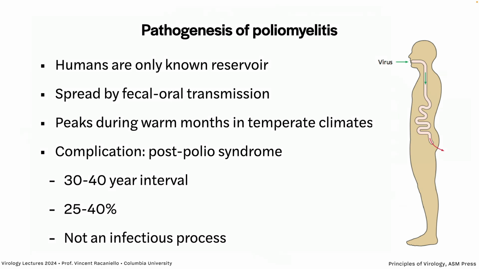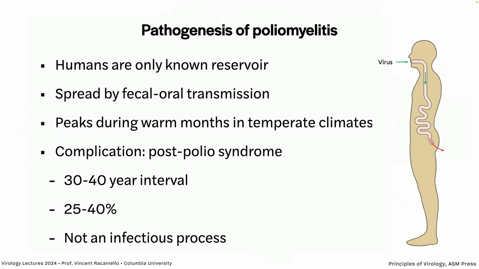So humans are the only reservoir. It's spread by fecal contamination, as I told you, in warm months. In temperate climates, it is a summer disease. So here in the US, kids would get it in the summertime, and in many cities, parents would keep their kids indoors during the summer, not let them go to pools and so forth, to try and avoid getting polio. It was highly feared in the 30s, 40s, and 50s. There is a long-term complication. You could call it long polio. It's called post-polio syndrome.